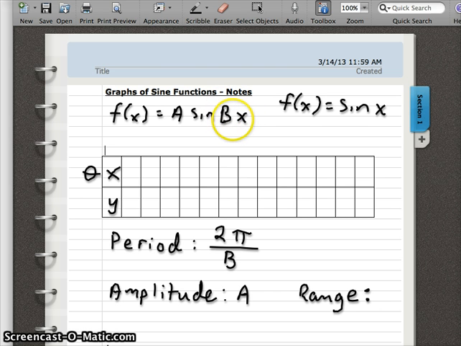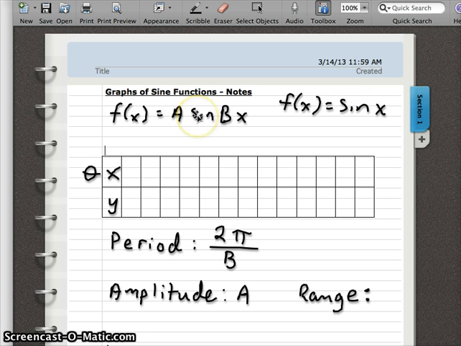So if we look at an example of a sine function, the easiest one would be just sine of x. So in this case, the a value is implied to be 1, and the b value is implied to be 1 as well.